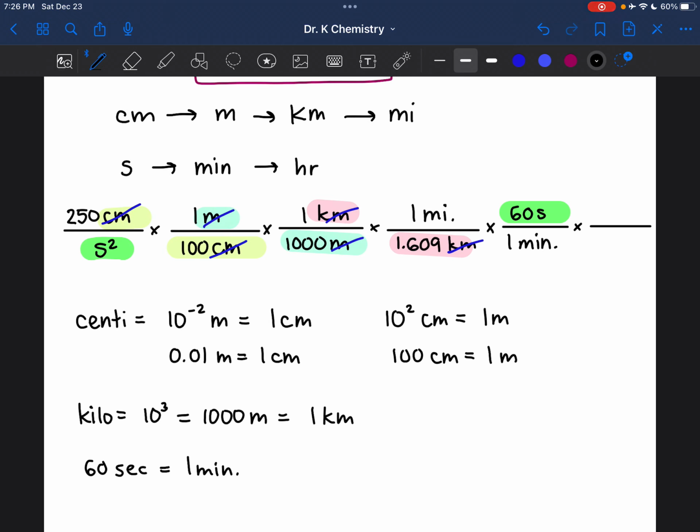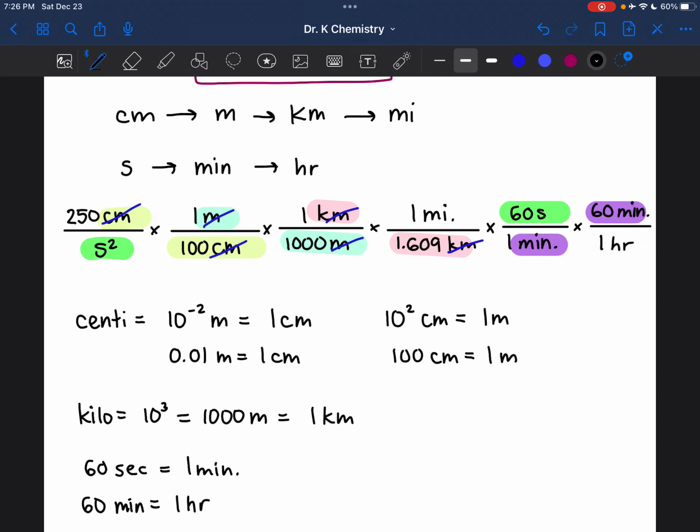Okay, now that I have minutes in the denominator, I need to get rid of that, which means minutes will need to go in the numerator. And we know that there are also 60 minutes in 1 hour. So 60 minutes will go up top and then 1 hour in the denominator.